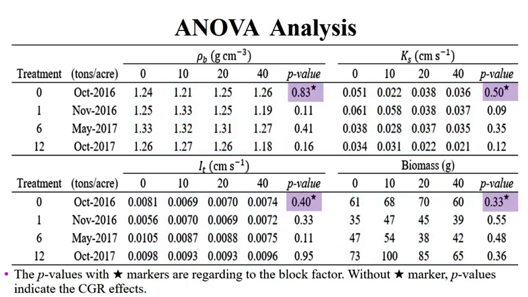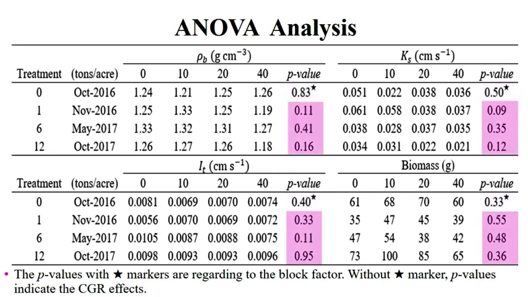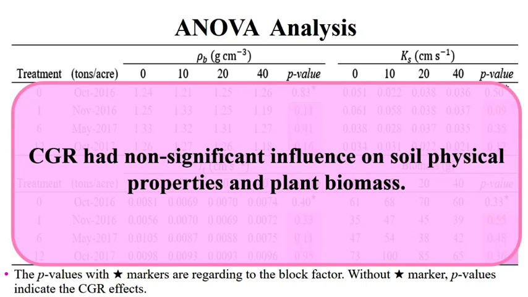Here, let's look at the p-value. The p-value in the purple area shows the effect of the block factor on the different soil physical and plant properties. We can see all the p-values are larger than 0.05, which indicates the block does not have a significant influence on those properties. And the pink area shows, for the different measurement times and treatments, the p-value for the different treatments. We can see all the p-values are larger than 0.05. So we can summarize that CGR had a non-significant influence on the soil physical and plant properties based on the p-value.